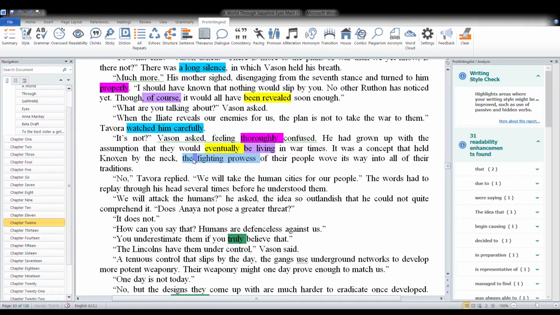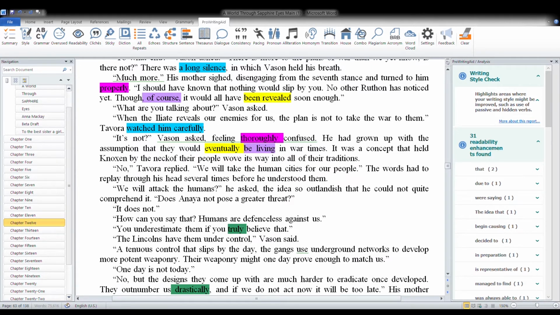It was a concept that held Noxon by the neck. I'm actually going to end it here. Let's have a look if I can. Sometimes I have to go up a few sentences and figure out what the context is in order to make sure I'm fixing it right.